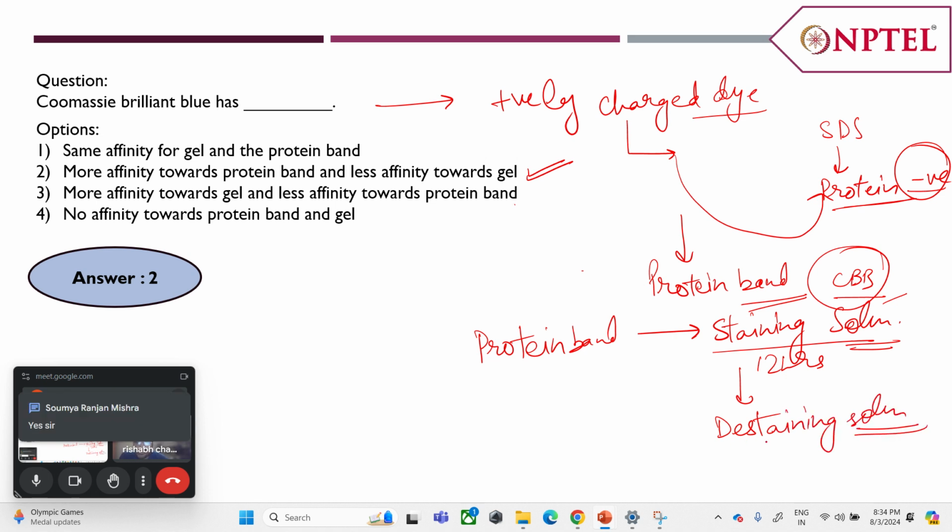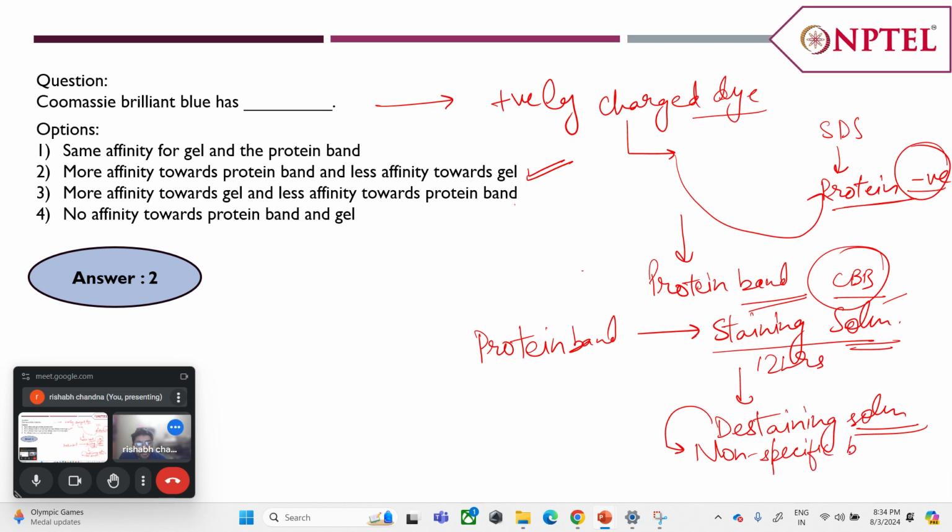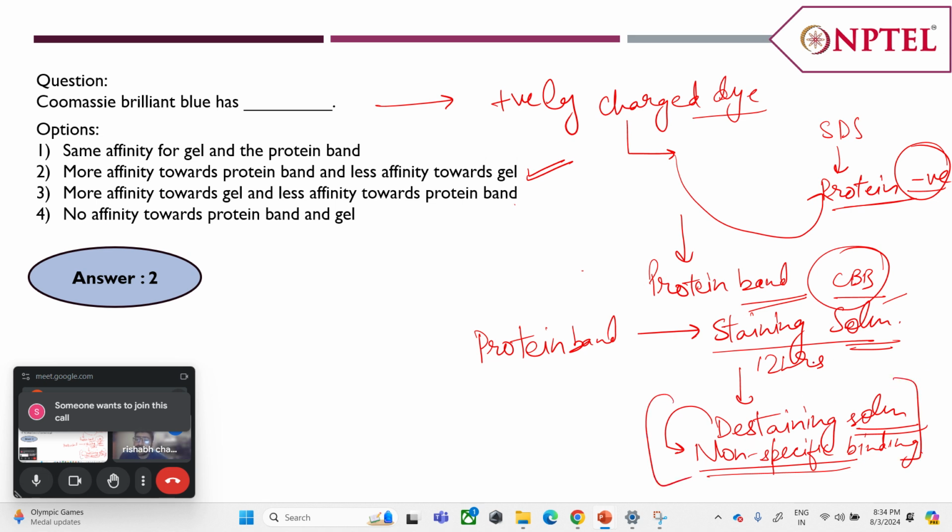So now this destaining solution will remove that non-specific binding to the gel, and because this CBB dye has high affinity towards the protein band, it will not be removed by the destaining solution, and it will be seen as a blue colored band. Okay, so is this clear?